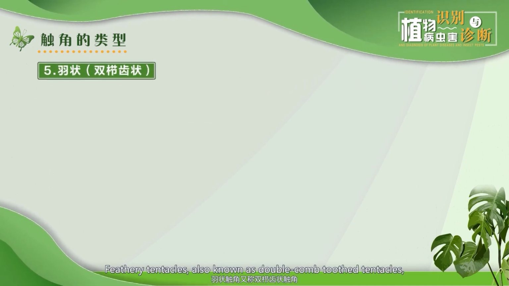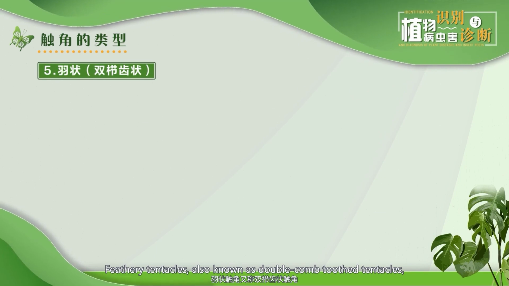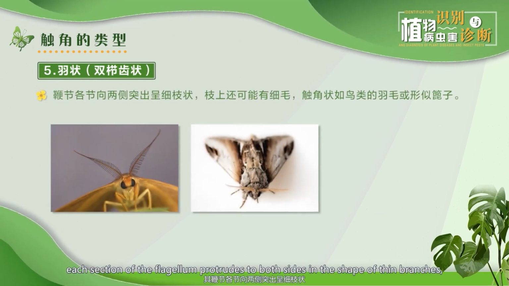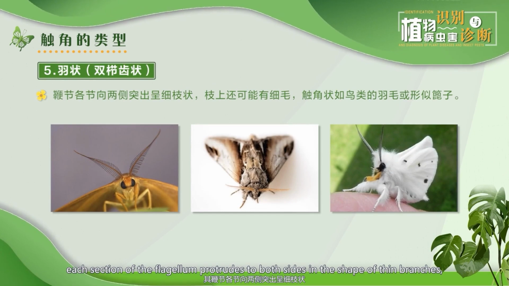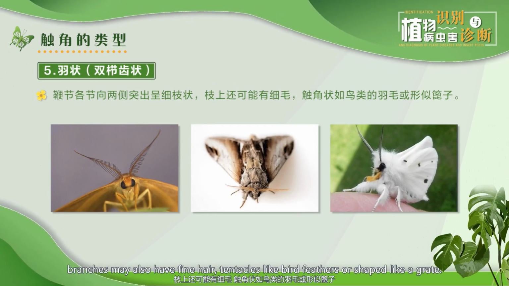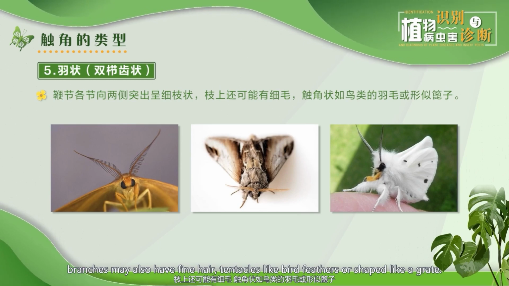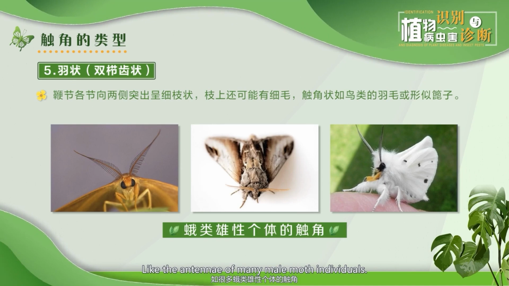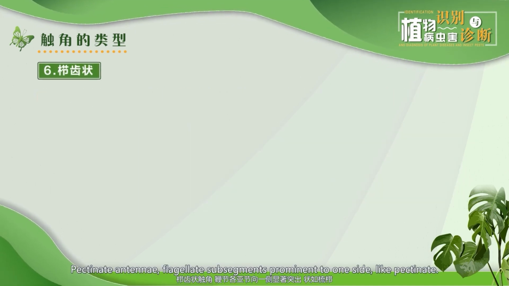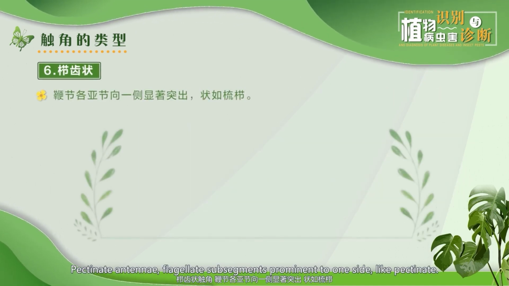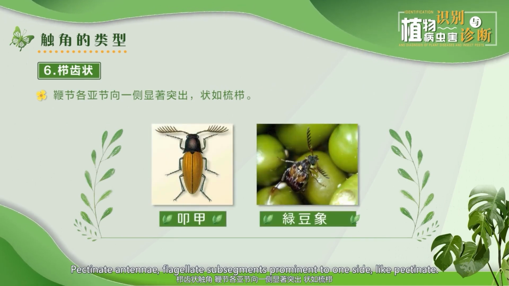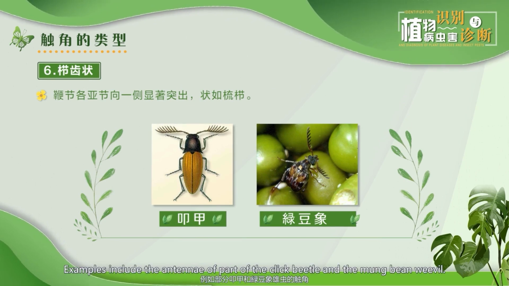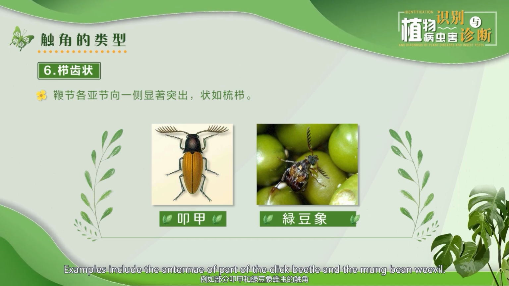Feathery antennae, also known as double-comb-toothed antennae. Each section of the flagellum protrudes to both sides in the shape of thin branches. Branches may also have fine hair, like bird feathers or shaped like a grate, like the antennae of many male moths. Pectinate antennae have flagellar subsegments prominent to one side, like a comb. Examples include the antennae of part of the click beetle and the mung bean weevil.